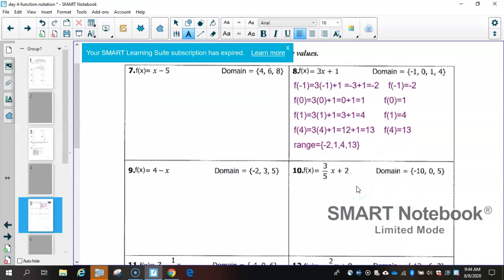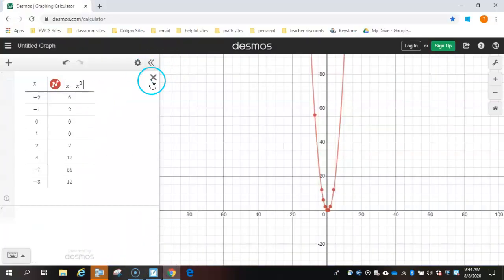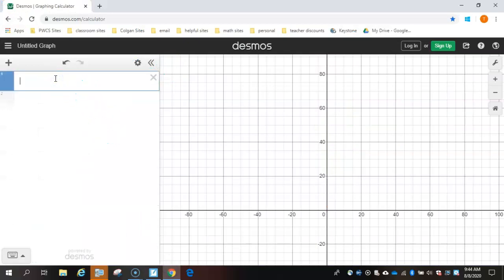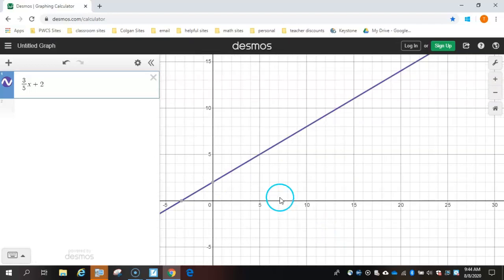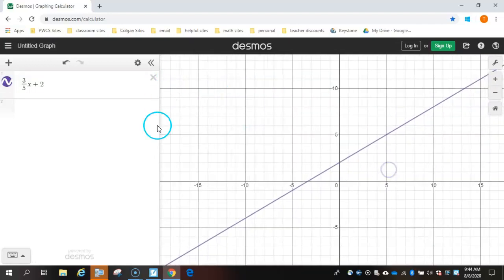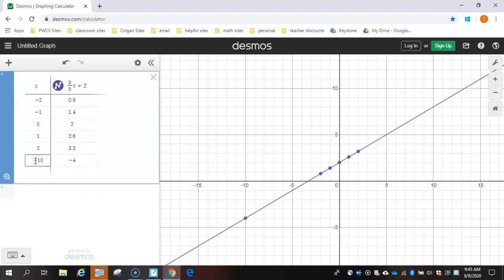Now let's do number 10 in Desmos, 3/5 x plus 2. I'm going to get rid of the one I have and add a new function. Oh, first. And I forgot I zoomed out, so let me zoom back in. Okay, so with this, I'm going to go back to my gear wheel, convert this into a table, and I need the values negative 10, 0, and 5. Well, I have 0 here, but I need negative 10 and 5.